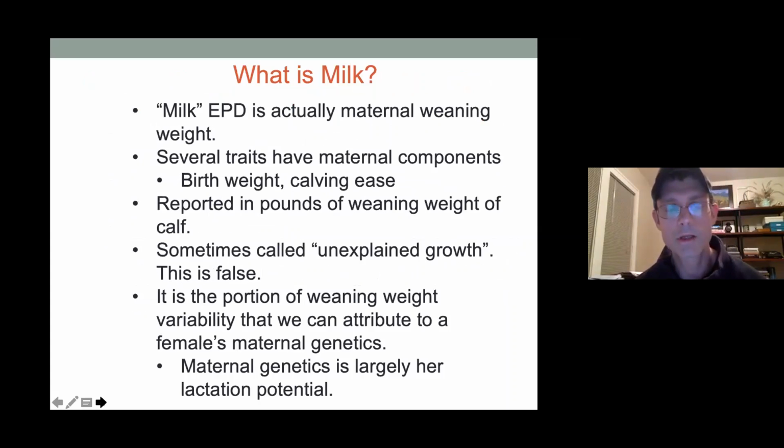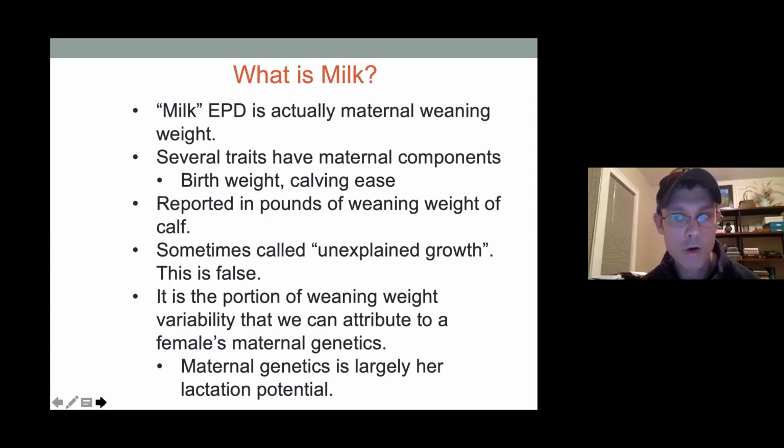What is milk? Well, milk is a misnomer, right? We don't milk beef cattle if we can help it. It's actually maternal weaning weight, right? So it's in pounds of weaning weight of calf due to maternal genetics. Several traits actually have a maternal genetic component. Birth weight actually does, but we don't publish a birth weight maternal EPD. Calving ease does, and we do publish a calving ease maternal EPD. It's actually total maternal calving ease.